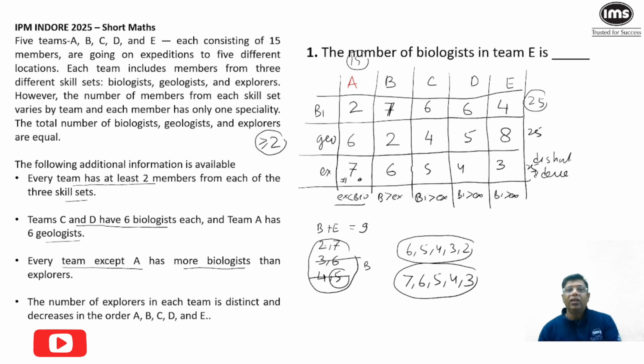Now since the question was in short math, it was without option choice. So the number of biologists in team E. In team E, the number of biologists is 4. So for the first question, the answer is going to be 4. Let's look at the second one.